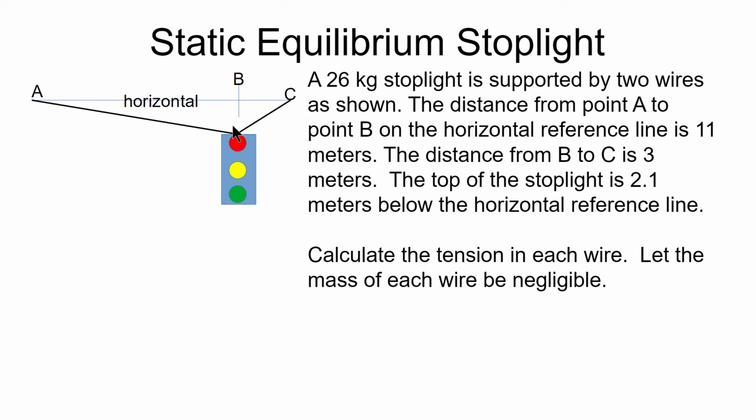There is no direct support above the stoplight. We're told the distances. A to B is 11 meters, B to C is 3 meters, and from the horizontal reference line down to the stoplight is 2.1 meters. Our task is to calculate the tension in this wire that goes to point A and the tension that goes to point C. We're going to say that the mass of the wires is not important, it's negligible.